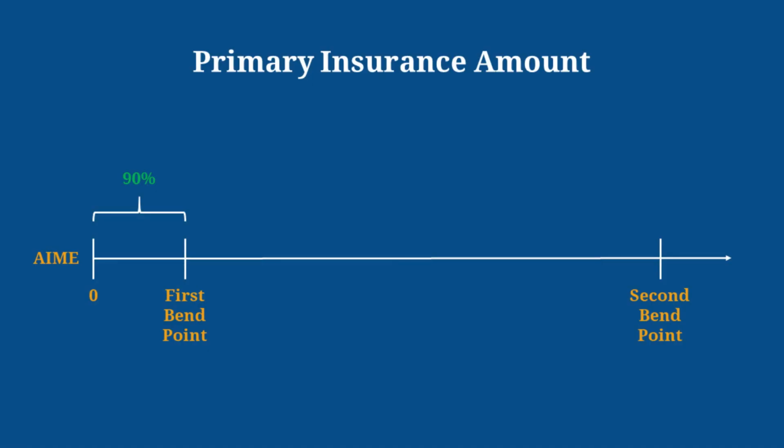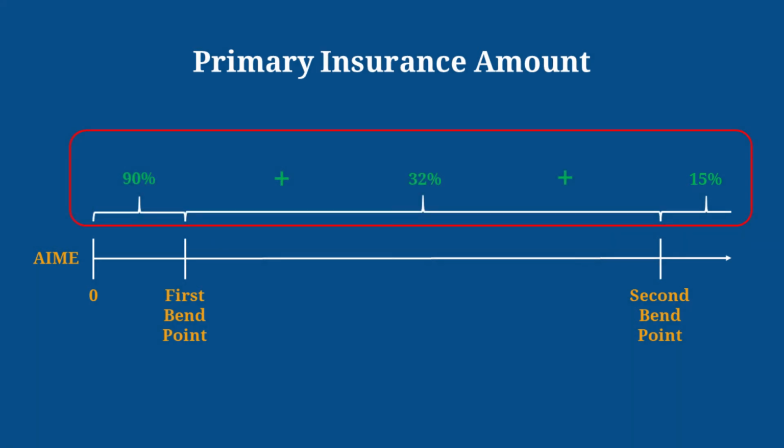$5,785. To finally arrive at your primary insurance amount, you have to take 90% of the portion of your AIME that is up to and including your first bend point. Next, take 32% of the portion of your AIME that is greater than your first bend point and up to and including your second bend point. And finally, take 15% of the portion of your AIME that is greater than your second bend point. Add together those 3 numbers and that's your primary insurance amount. Simple, right? Let's see this in action.